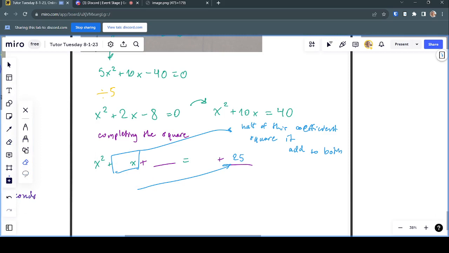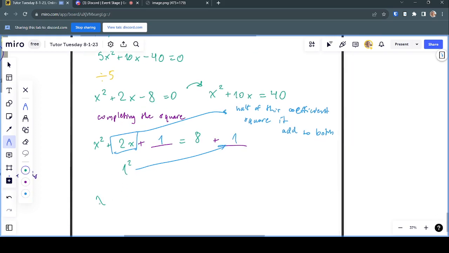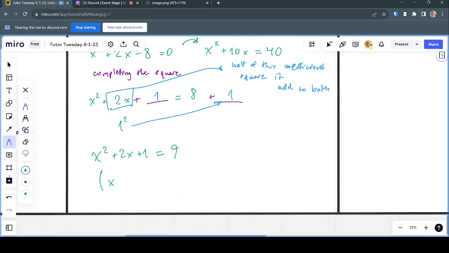Half of the coefficient, which we now know is 2, would be 1, and 1 squared is just 1 again. So if we add it in here, we just add 1 to both sides. And now when I rewrite this equation, x squared plus 2x plus 1 equals 9, what I can do is rewrite this as x plus 1 squared. What I've just done here is completed the square. So I found the constant term here that when I add it, I can now factor this as a perfect square, as a perfect a plus b whole thing squared.